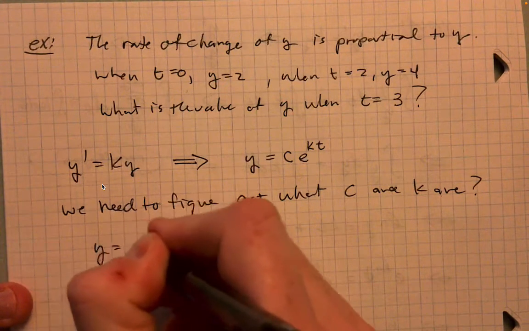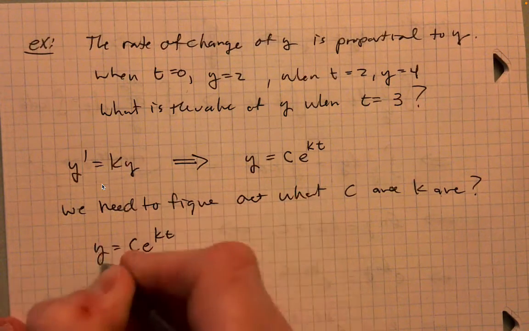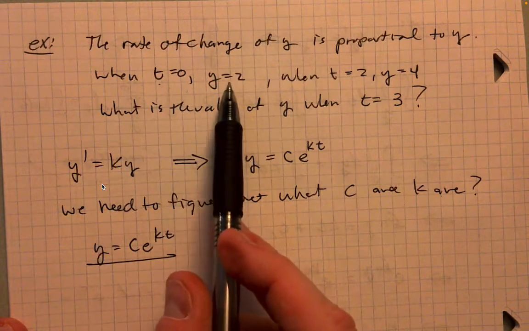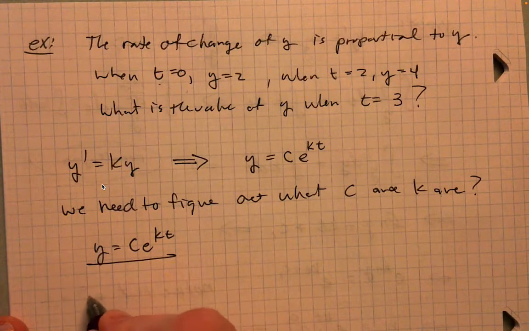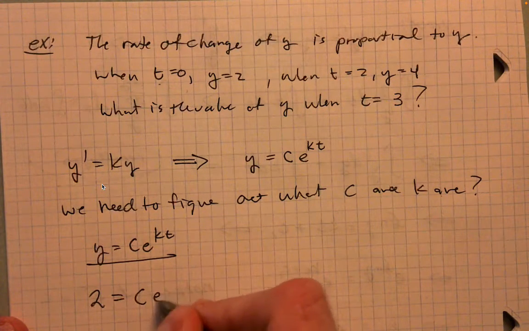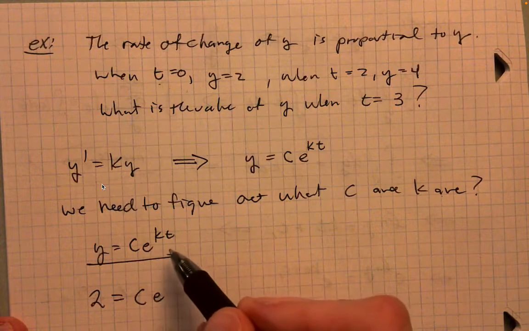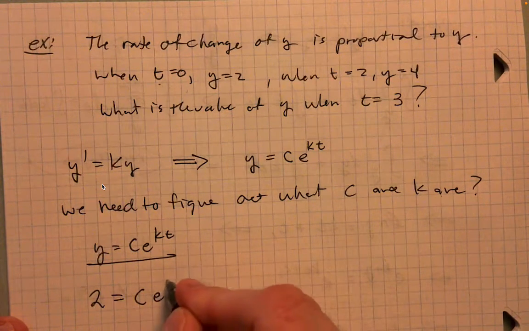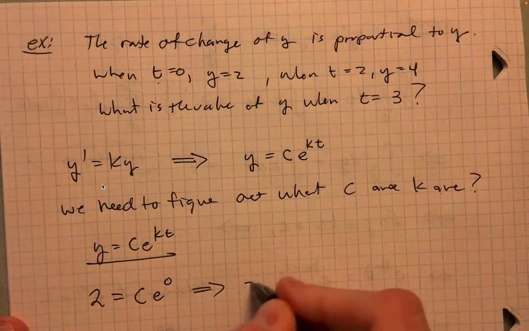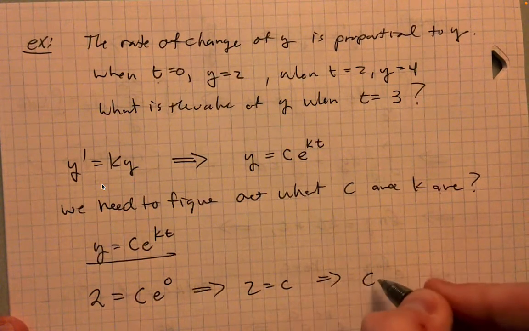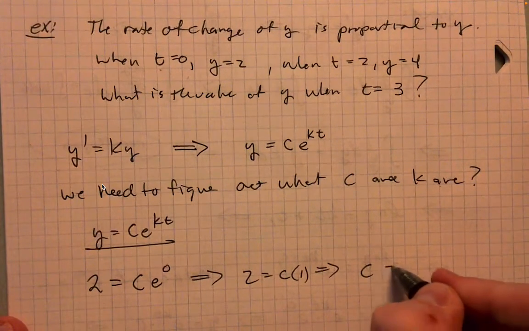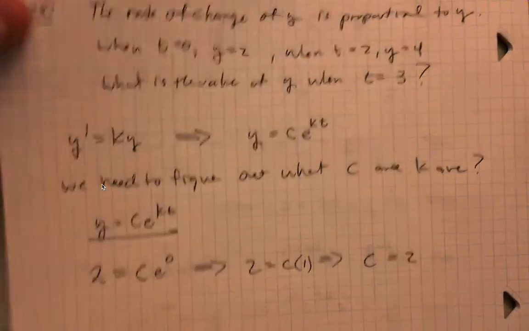So we'll have y equals ce to the kt. Okay, and first we'll plug in t equals 0, y equals 2. So that means you'll have 2 equals c times e to the k times 0, right? So I'll just put a 0 up here. Okay, and what does that mean? That implies 2 equals c, right? Of course, 2 equals c times 1. The e to the 0 is 1. And so then c equals 2. Okay, so that's our first piece.